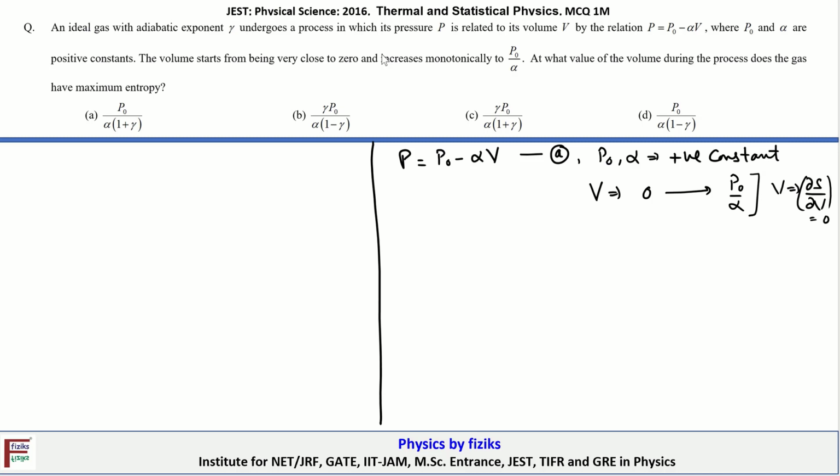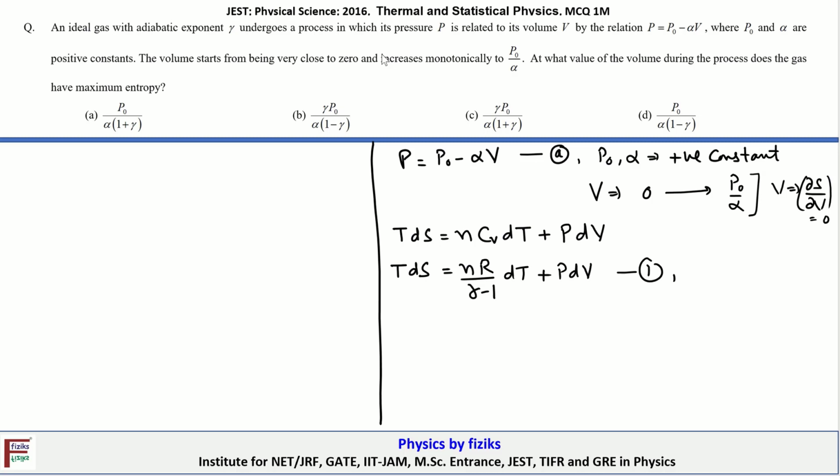We are going to make use of the TdS equation. The TdS equation is TdS equals n Cv dT plus PdV. This can be further rewritten as TdS equals n R upon gamma minus 1 dT plus PdV. I'm calling this equation 1. Here we have made use of the fact that Cv is equal to R upon gamma minus 1.